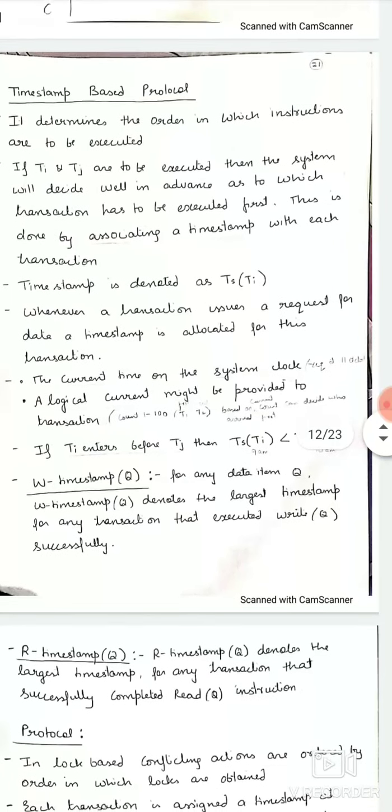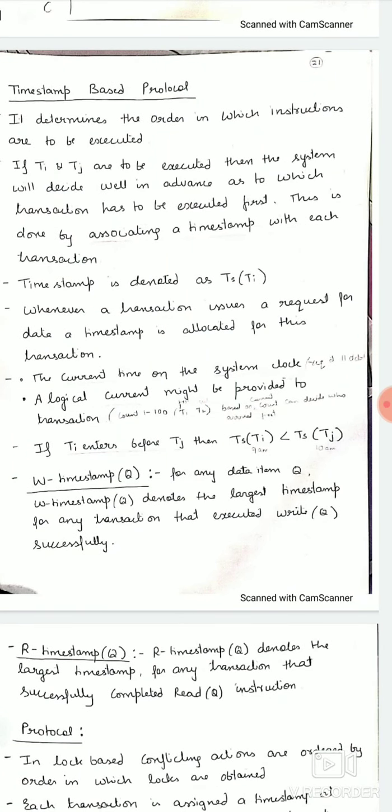Good morning, all. The next topic that we'll see in transaction concept is timestamp based protocol. Timestamp based protocol is one of the techniques used for concurrency control. Here it determines the order in which transactions are to be executed.